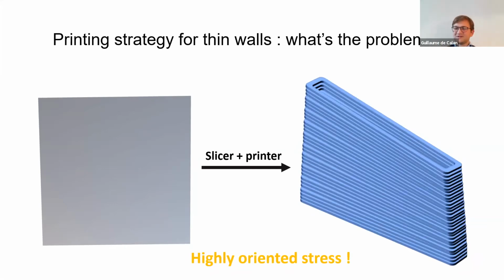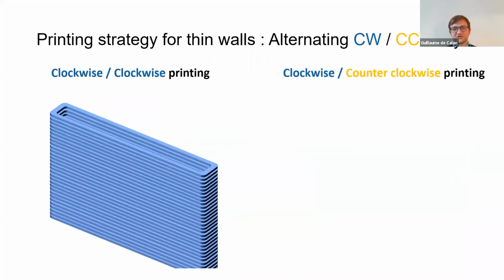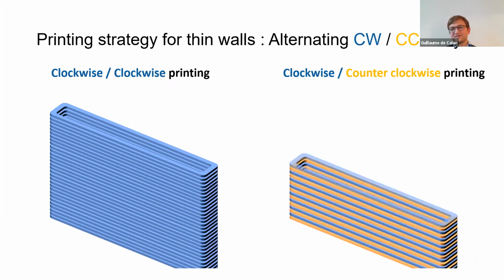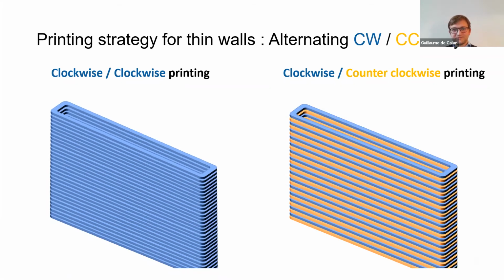You have a very nice wall, very straight, but after sintering, this stress is going to pose some big problems. So what we do is, instead of printing each layer on the same side, we will change side in each layer. This allows us to avoid any stress, or to compensate for stress in the part, and to avoid deformation.